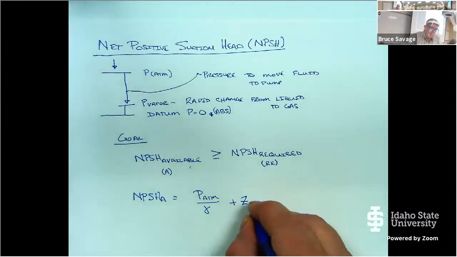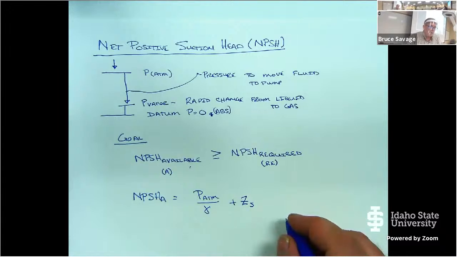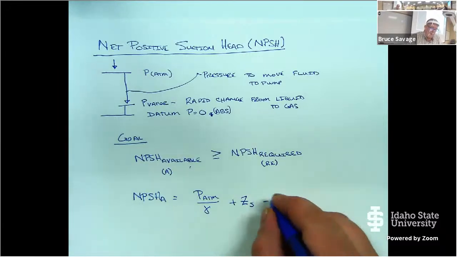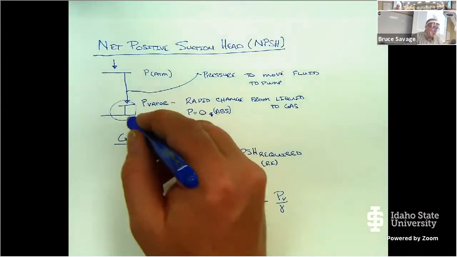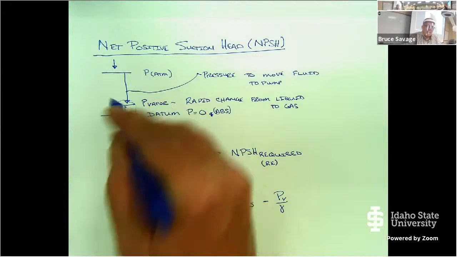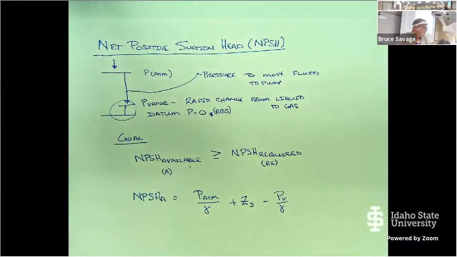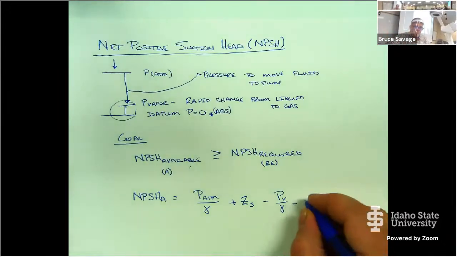plus any change in elevation to the water surface, and we'll define these in just a minute, minus the vapor pressure head, because the vapor pressure head is not available to help us. This distance down here, when we're going from absolute 0 up to the vapor pressure, that's not available. That part of the atmospheric pressure is not there to help us. So we have to subtract that part out. Plus, we lose energy of the flow going into the system. And so we have to subtract out the head loss. The velocity head is still there.